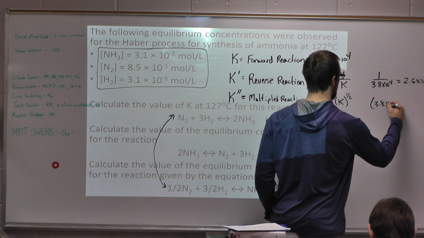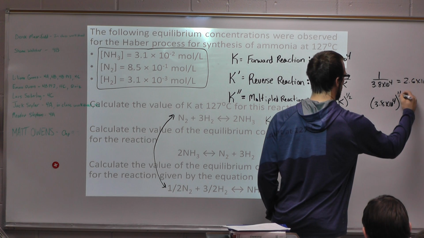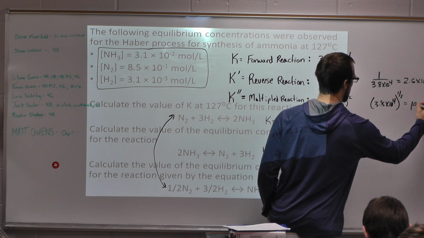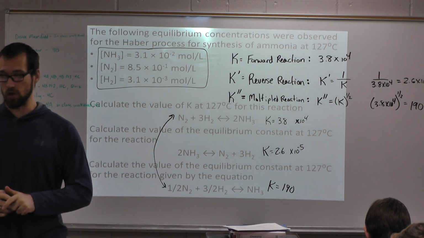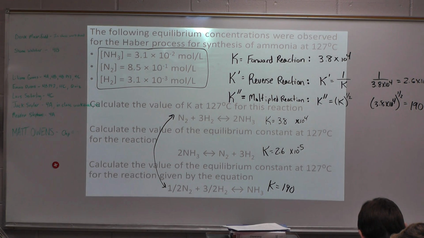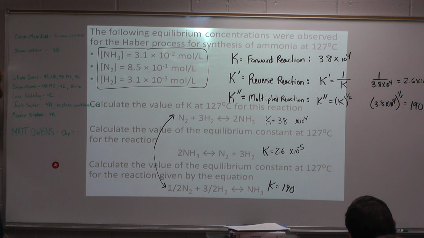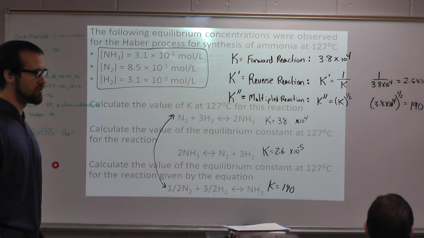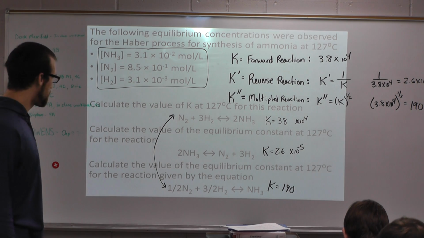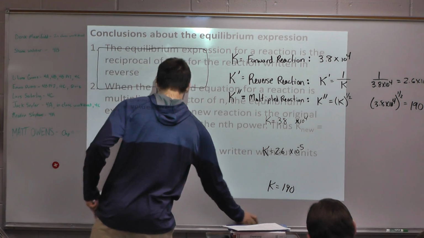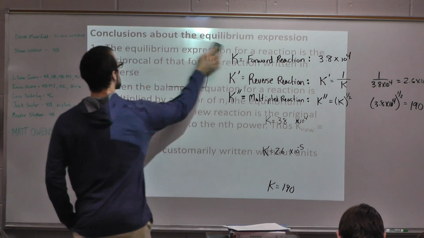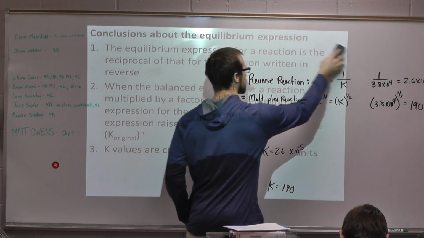So 3.8 times 10 to the 4th to the 1/2 power should give you about 190. So if you get the K of the forward, you can figure out what the relationship is between your forward reaction and your reverse, or whatever you're multiplying by. It'll save you a few minutes. Okay? And I think that's what this is summarizing. Everybody get that?